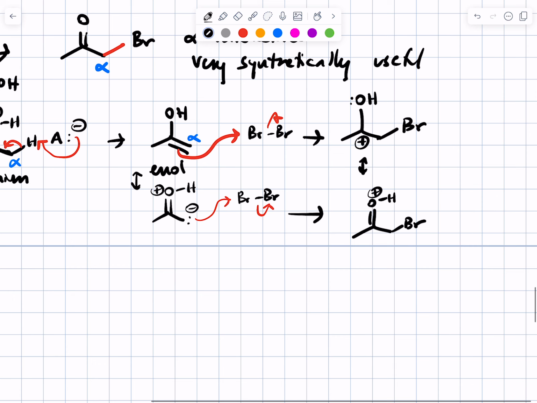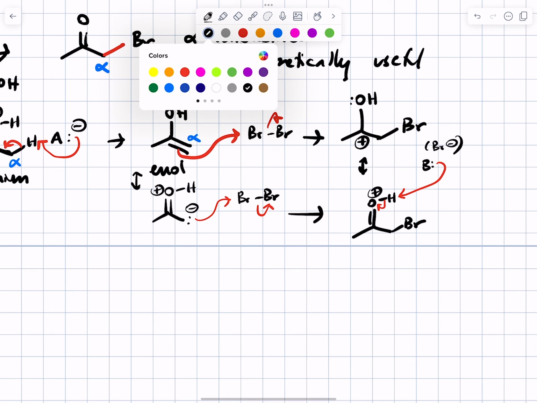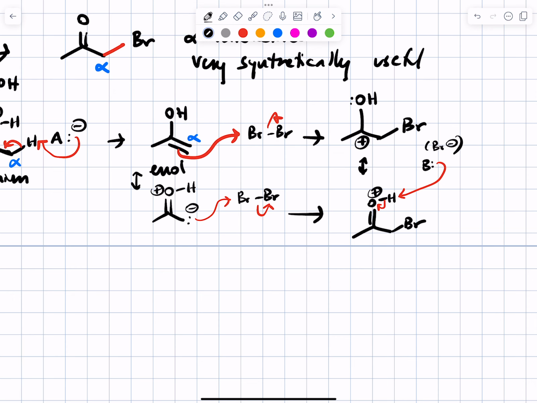At that stage, getting to our product just involves a base removing the proton from the oxonium ion. In your text, that base is Br minus, and that will get you to the indicated product, which is this.